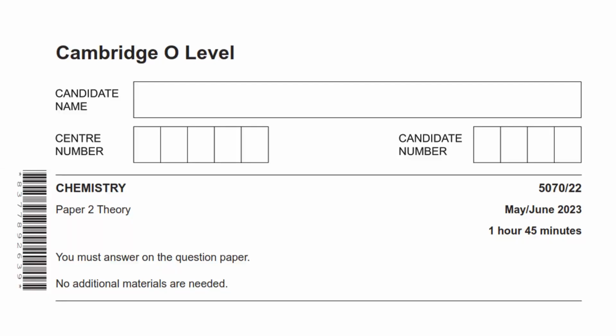Hello and welcome. This is Cambridge O-Level Chemistry Paper 2, Theory section. This is the May-June 2023 exam. The subject code is 5070 and this is variant 2 of the exam. Let's start.